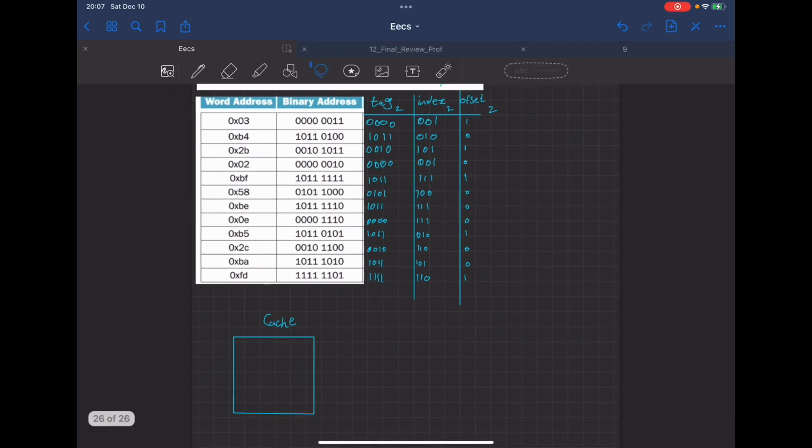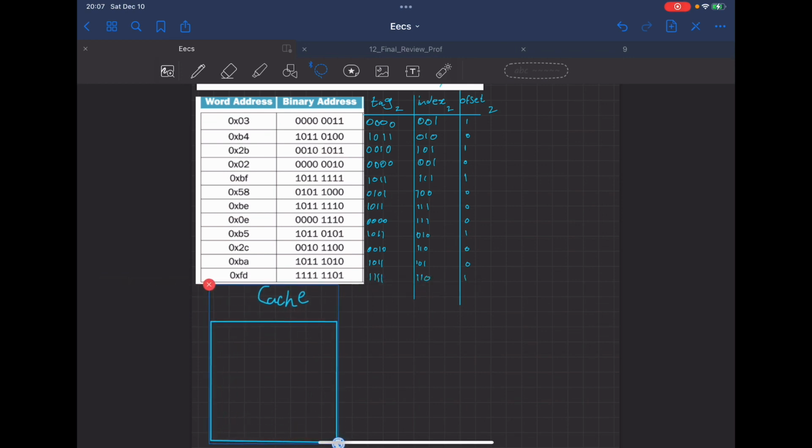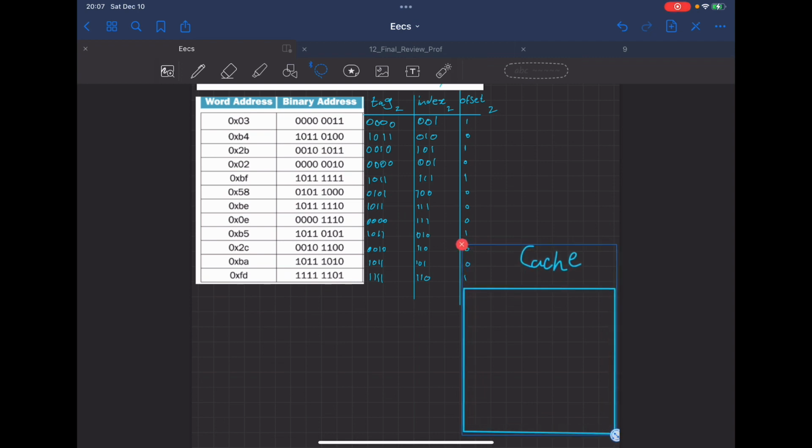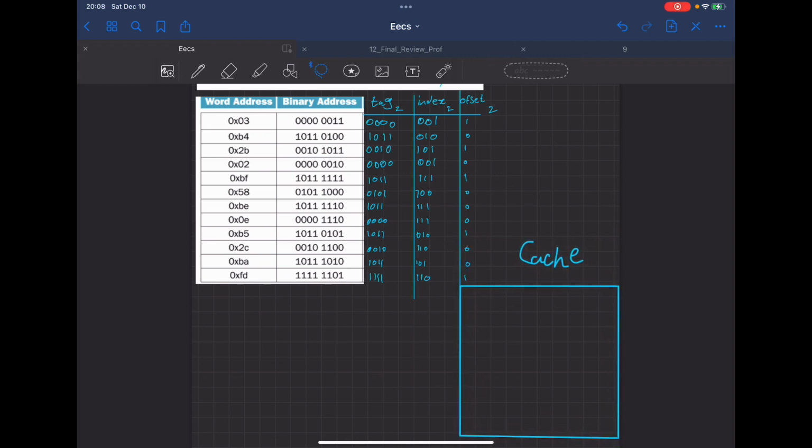To get started with the cache, we're just going to simply take this, resize it, enlarge it, and move it over here. Okay, I'll leave it like that. Rewrite this so it's to scale. And yeah, so we're going to have our tag.